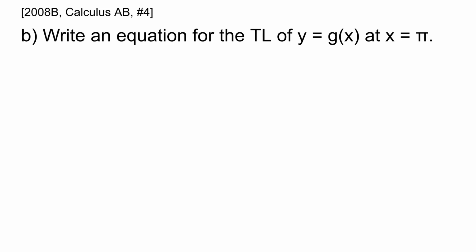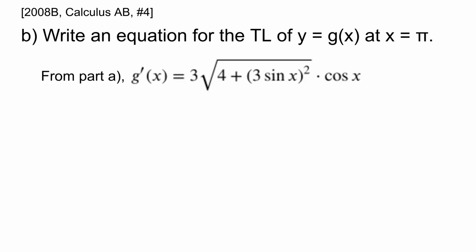In part B of this question, we are asked to write an equation for the tangent line of y equals g of x at the point when x equals pi. From part A, we know that g prime of x is 3 times the square root of 4 plus 3 sine x squared times cosine x.